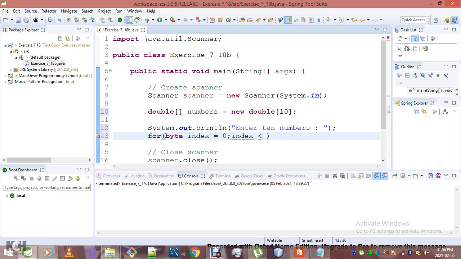Where the heck are my numbers? Dot length, i plus plus.